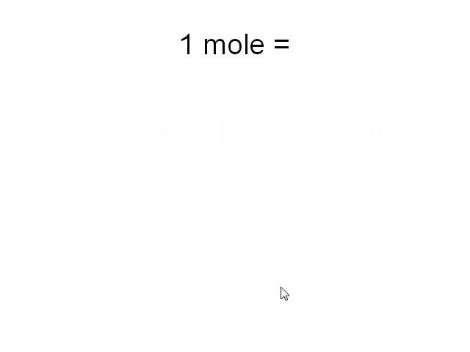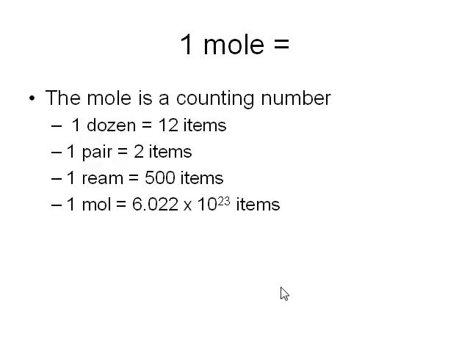So what exactly is a mole? Well, the mole is a counting number. You're probably familiar with counting numbers. If you go to the grocery store, you get a dozen eggs. That's 12 eggs. You go buy a pair of shoes. That's 2 shoes. A ream of paper, 500 sheets of paper. These are convenience terms. They all have numbers that go with them.